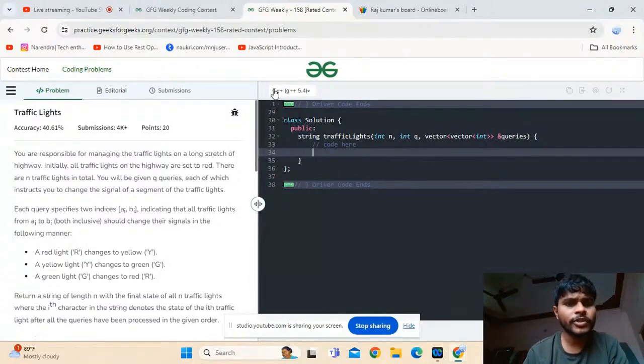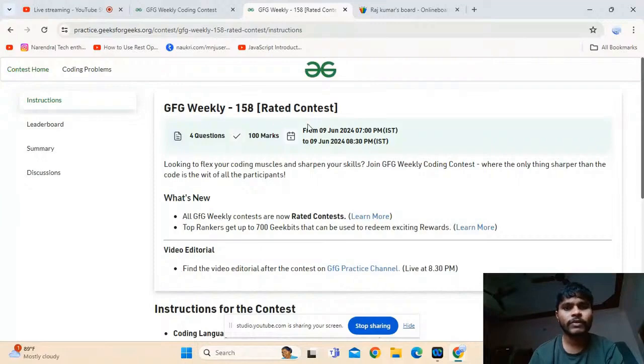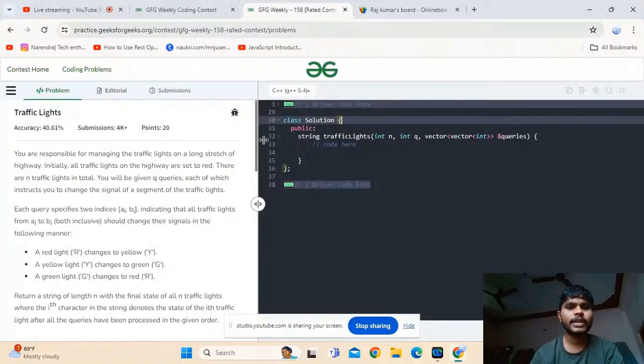Today we are going to solve a problem from the GFG Weekly Coding Contest 158. It is a rated contest. Guys, read the question. The question name is Traffic Lights. You are responsible for managing traffic lights.